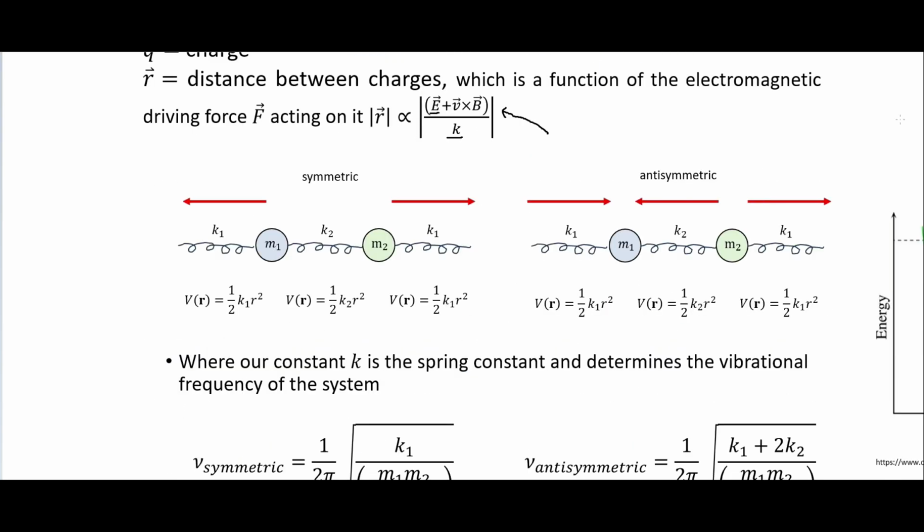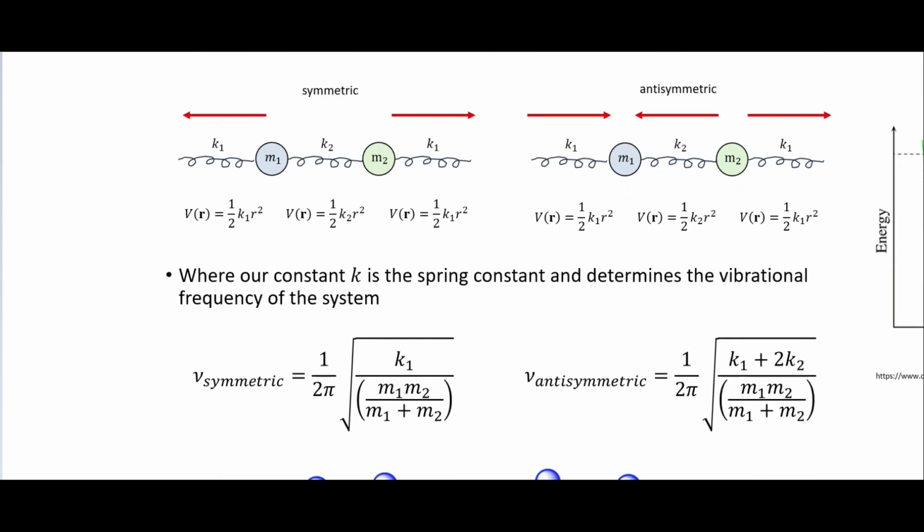What we're looking at here are essentially two different kinds of vibrations. These are just the extensions and compressions of these bonds, and they can be symmetric or anti-symmetric. Symmetric just means that when this atom M1 is moving that way, then this atom M2 is moving that way, and vice versa. Anti-symmetric means that when this one is moving this way, this one is moving this way.